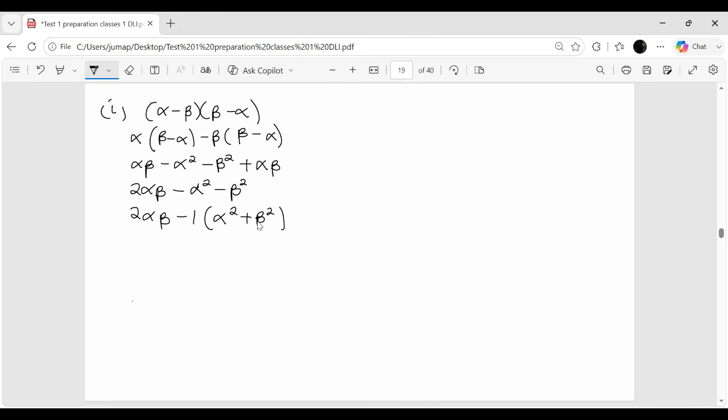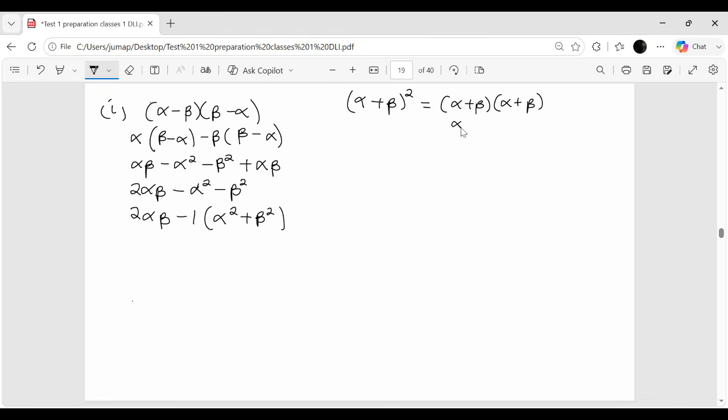Now, how can I get alpha squared plus beta squared? You're going to realize that you can get this from the equation alpha plus beta squared. You're expanding this one, right? When you expand it, you have alpha plus beta, and then you're also going to have alpha plus beta. Then you're going to multiply.